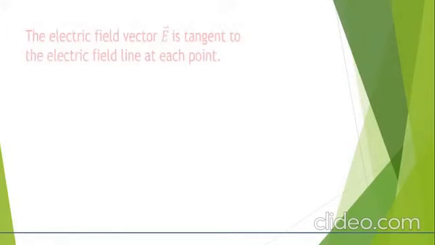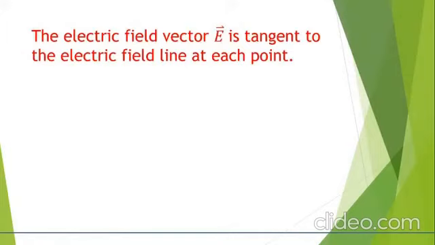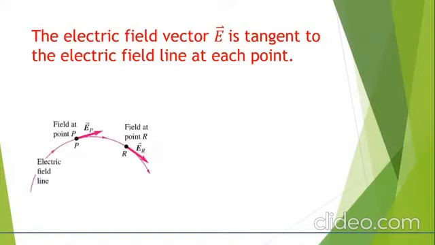The electric field vector is tangent to the electric field line at each point. Here we can see in this figure that there is an electric field line having 2 points, point P and point R. EP is a vector drawn tangent to this electric field line at point P. Also, there is another point R, and ER is a vector drawn tangent to this electric field line at point R, and both these vectors are called electric field vectors.